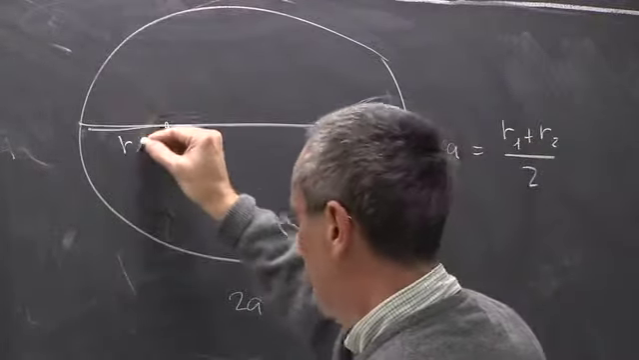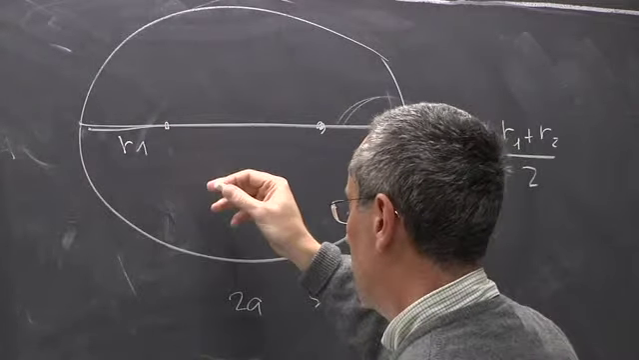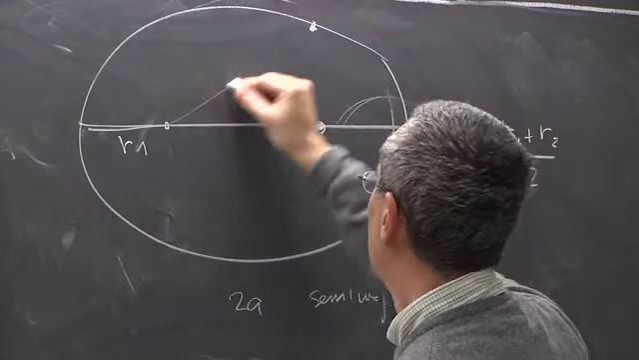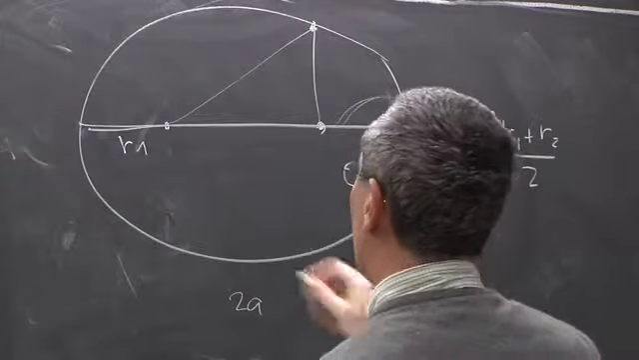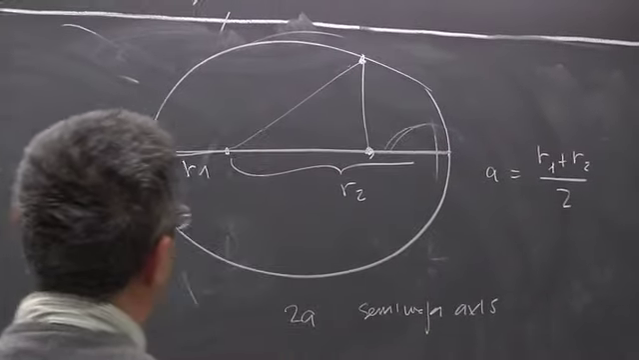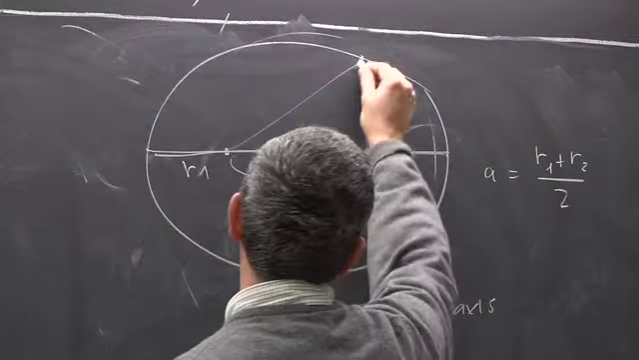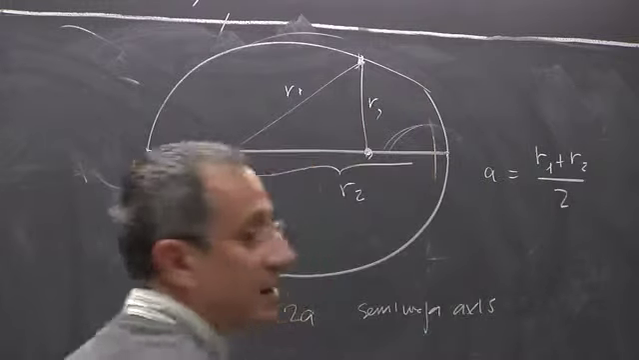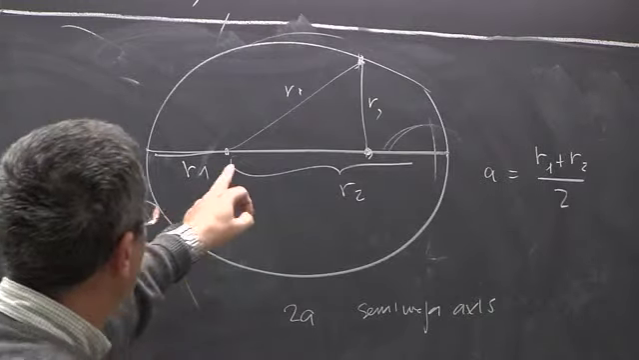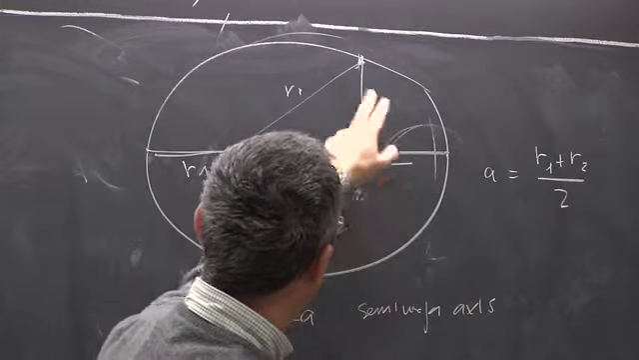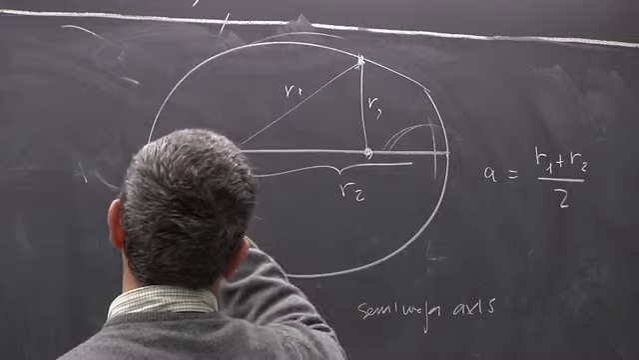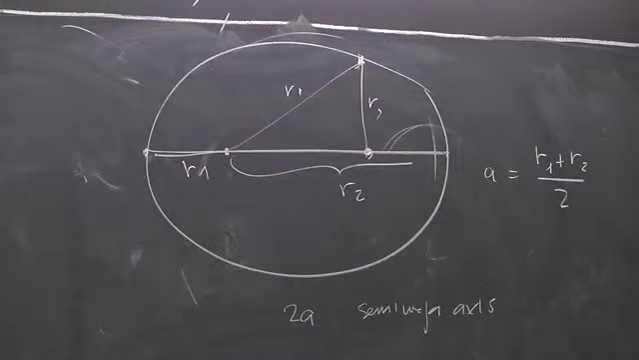If this is R1 and this is R2, clearly A is equal to the sum of R1 and R2, where R1 and R2 are the distances of your body moving around from the first of these two foci and from the other one, okay? And you understand that this is true because if you take this very special case in which you are here, this is obviously true.